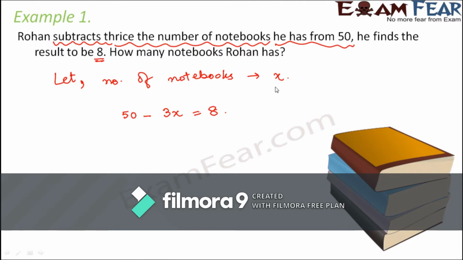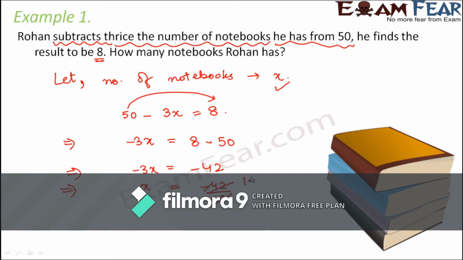Now how do we find the value of x? By solving this equation. So how do we solve this equation? We keep the variables on the left hand side and we start moving the constants to the right hand side. So this becomes 8 minus 50. Therefore minus 3x is equal to minus 42. Or we can say x is equal to minus 42 divided by minus 3. So minus minus would be plus, and 3 into 14 is equal to 42. So x is equal to 14. That means Rohan has 14 notebooks.